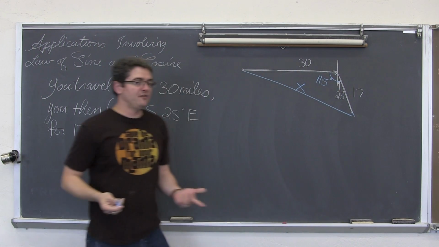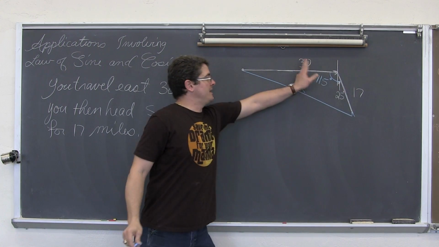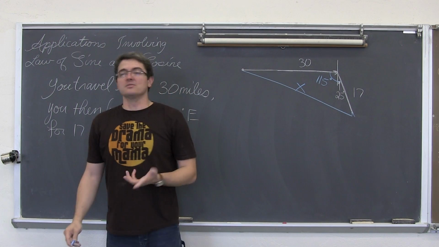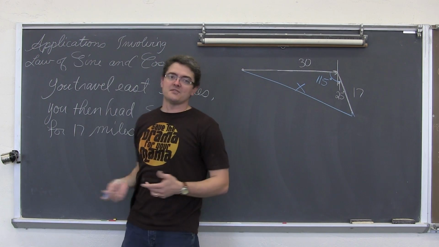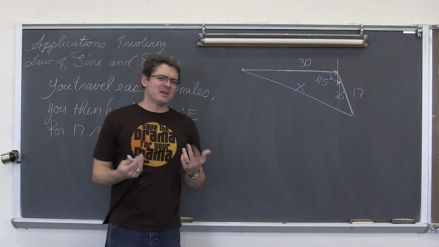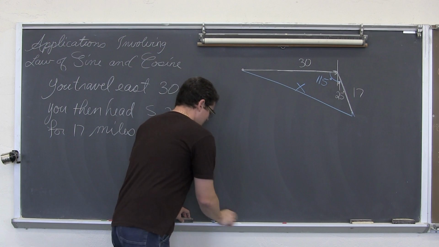Okay, well, do you see what we have here? We have two sides and an included angle. So you might be thinking, hey, you say we're doing law of sine and cosine, and I never did write the formulas up, did I? Sorry about that.